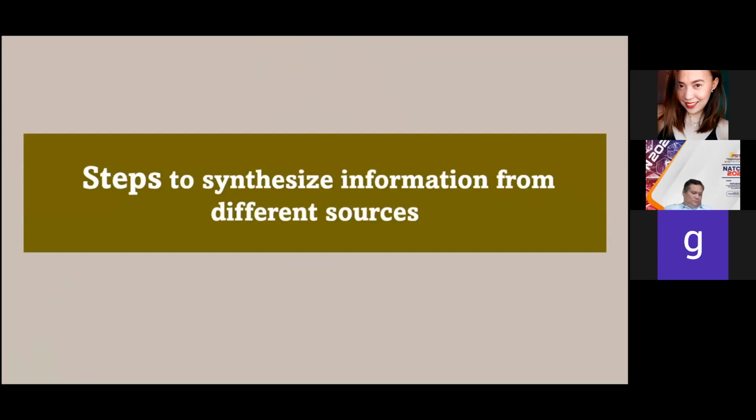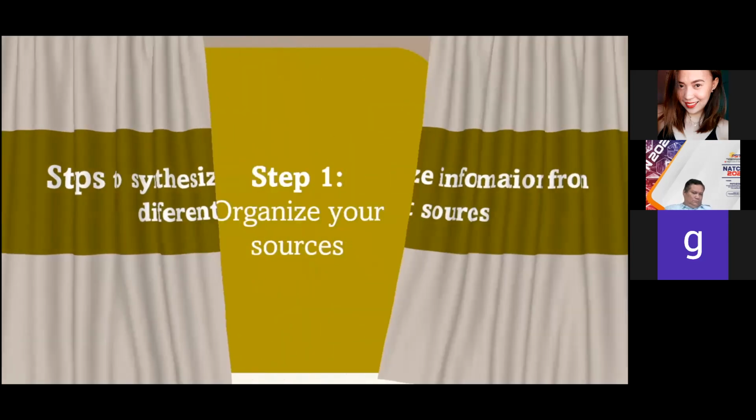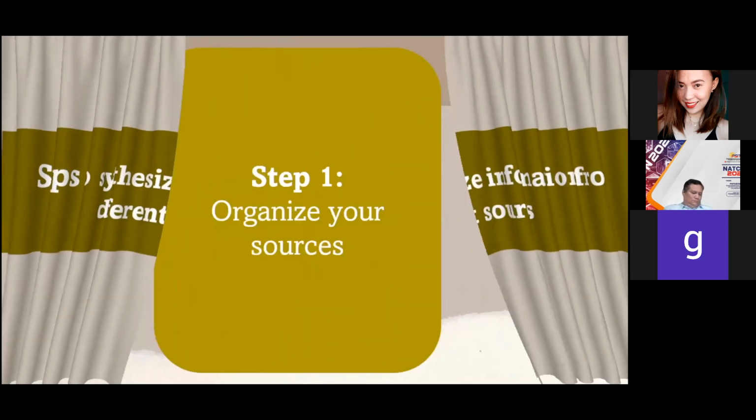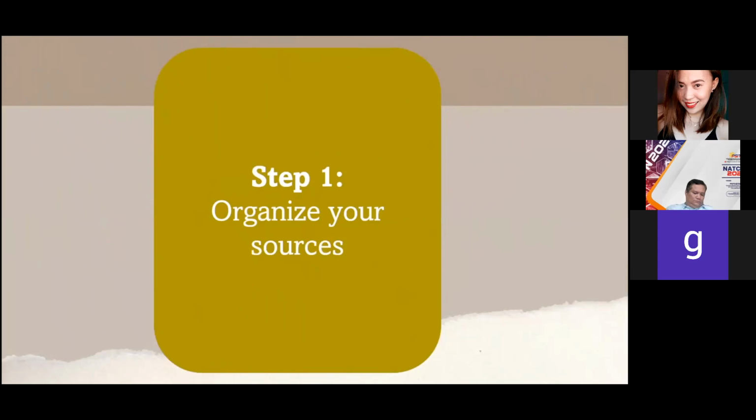What are the steps to synthesize information from different sources? Step 1. Organize your sources. After collecting the relevant literature, you've got a lot of information to work through and no clear idea of how it all fits together. Before you can start writing, you need to organize your notes in a way that allows you to see the relationships between sources.